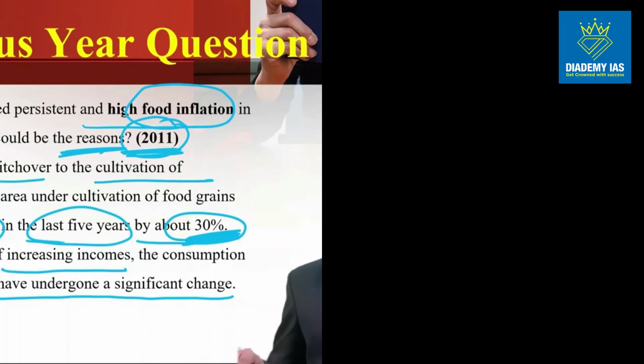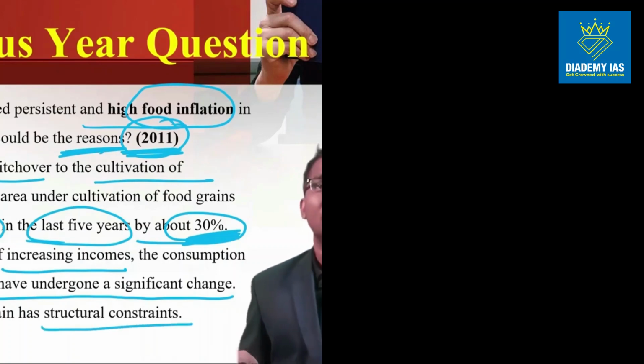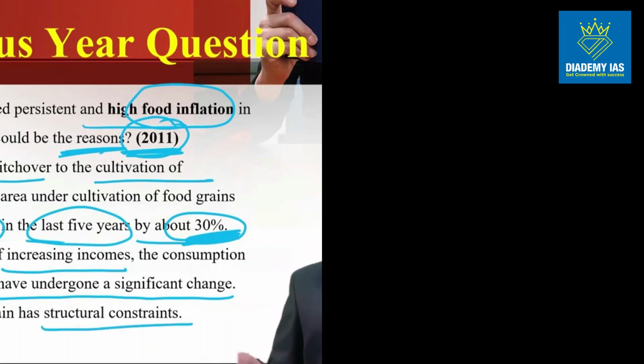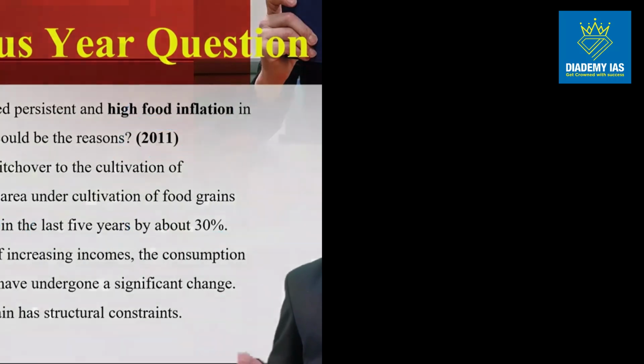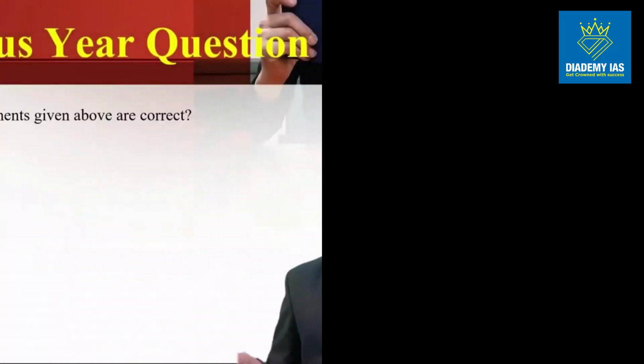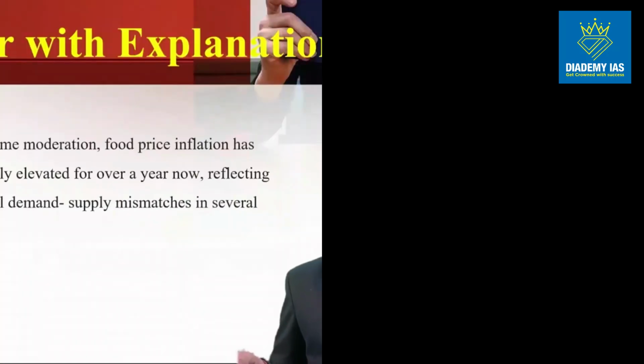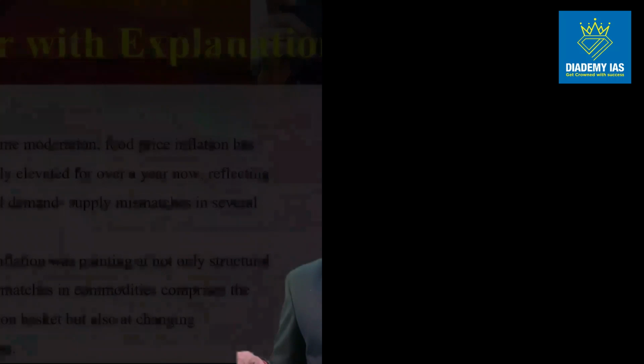This is true. The food supply chain has structural constraints. This is very true. These structural constraints in the food supply chain have been in India for a long period of time. Therefore, this statement is also true. So, can we say that statements 2 and 3 are the right answer? So, in this case, option B is the correct answer.